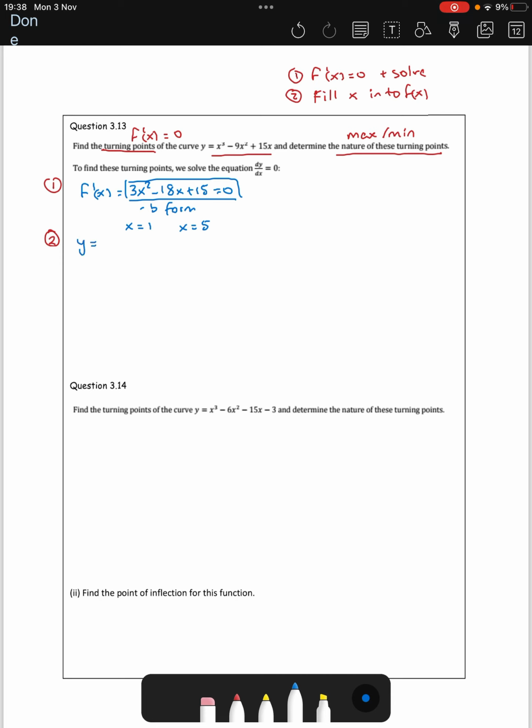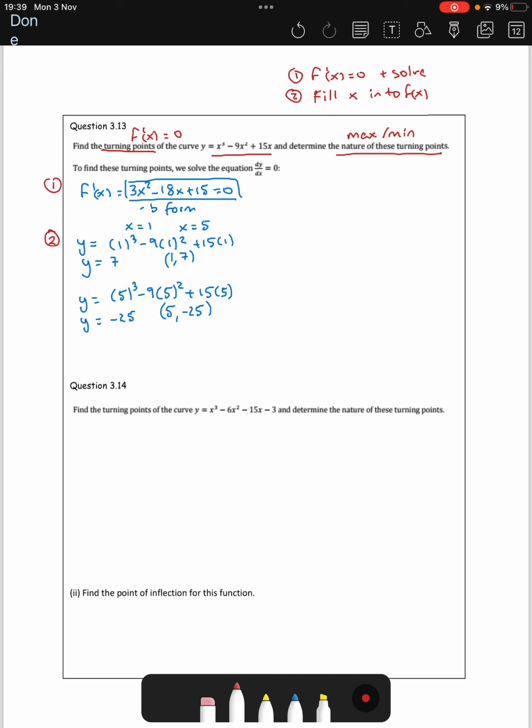So to fill in the y coordinates, I'm filling in my original function, and I'm getting y is equal to 1 cubed minus 9 times 1 squared plus 15 times 1. And when I fill that in, I'm getting my y coordinate to come out to be 7. So that is when x is 1 and y is 7. The second one then I got was for the 5. So I now have 5 to the power 3 minus 9 times 5 squared plus 15 times 5. And when I fill that into the calculator, I'm getting minus 25. So that is the coordinate where x is 5 and y is minus 25.